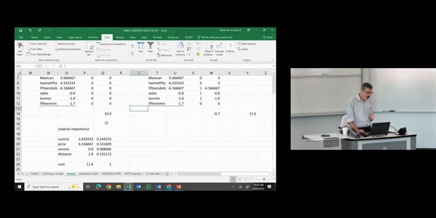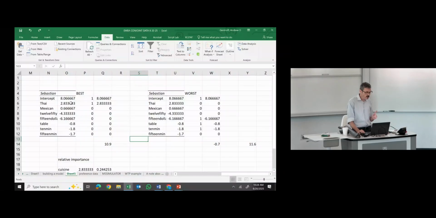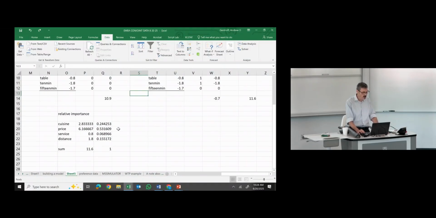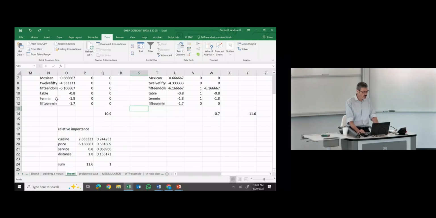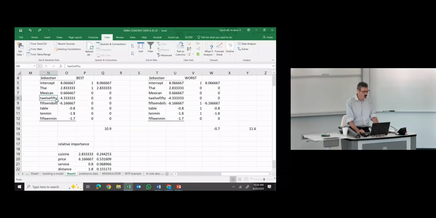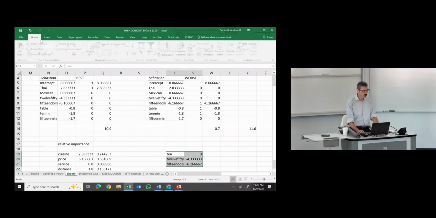Okay, so I've now got, I ran the regression, I got Sebastian's part-worths, I figured out his best, I figured out his worst, I figured out the relative importance. I can show you, I'm going to grab this data here. Just for fun, let's make this $10 and $10. This, by the way, is 0 because that's in the intercept. So let's actually take a look.